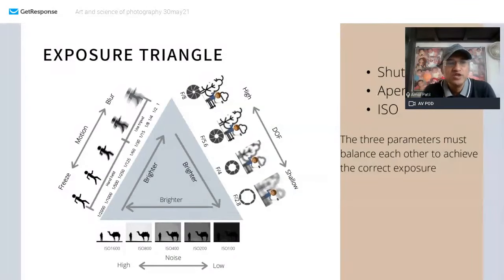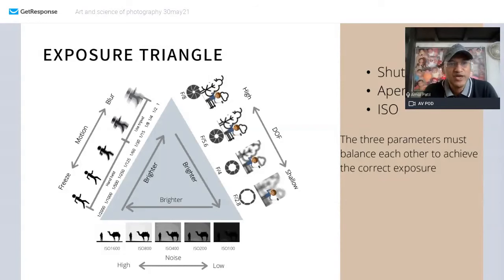So what is the importance of the exposure triangle? The exposure triangle is important because it is solely responsible for giving you the correct exposure. So what is exposure, for all those people who are rank beginners? I will come to it later.